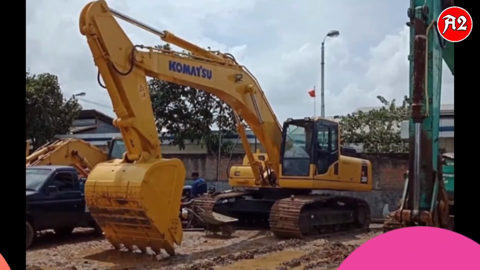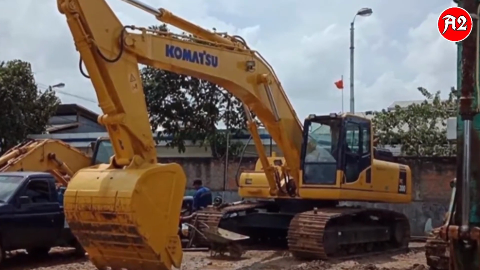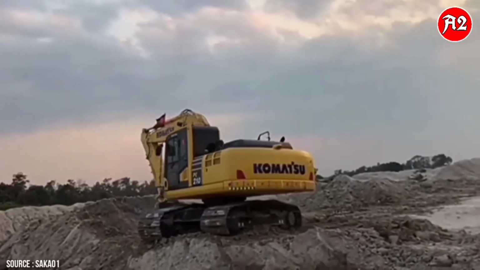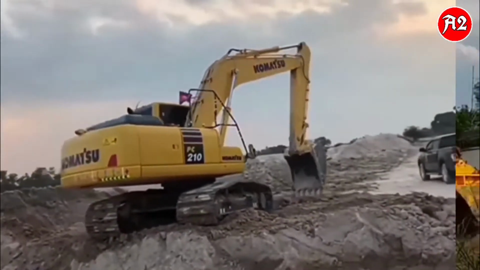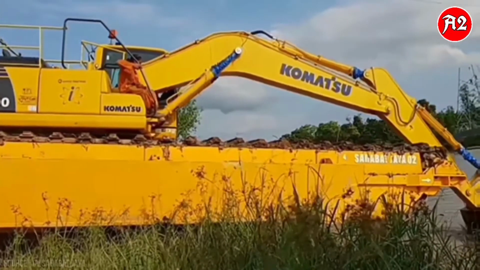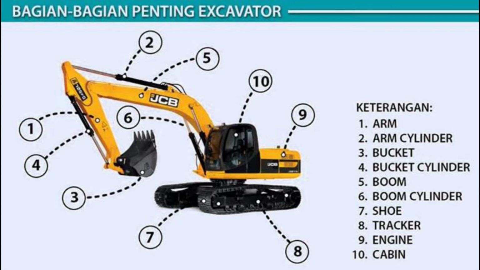First, I will explain the meaning of a backhoe. A backhoe is a large machine for digging and moving earth that consists of a large bucket on the end of an arm attached to a vehicle. Next, the backhoe parts. Number 1. Arm. The arm is to swing the bucket so it can go up and down.